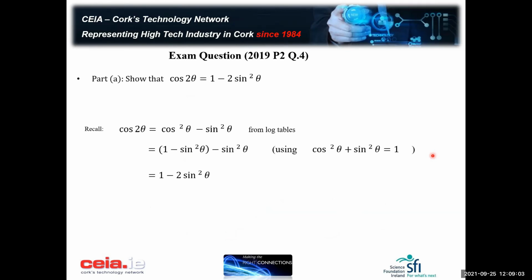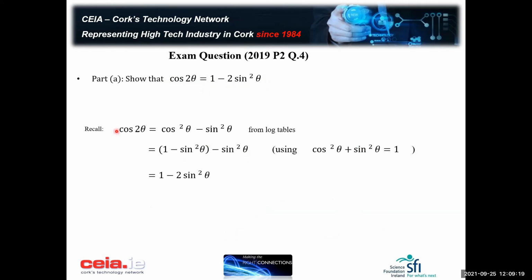Okay, here is another, well, it's a relatively simple trig identity. It's another one of these cos 2A double angle formulas. As I said, there are about 4 different ways of expressing cos 2A. They ask you to show this one.